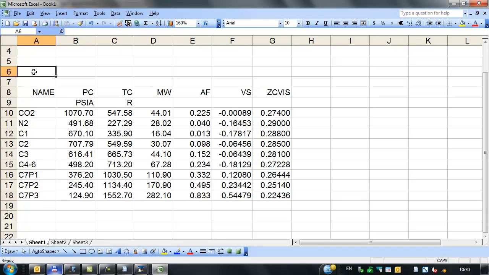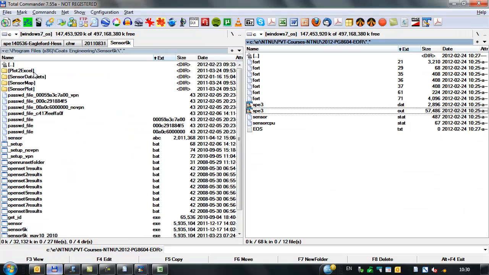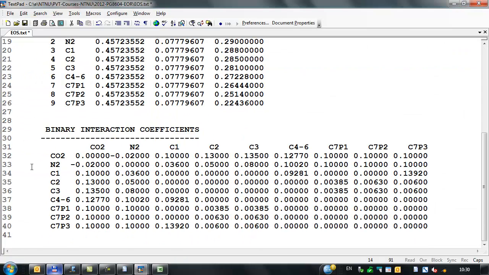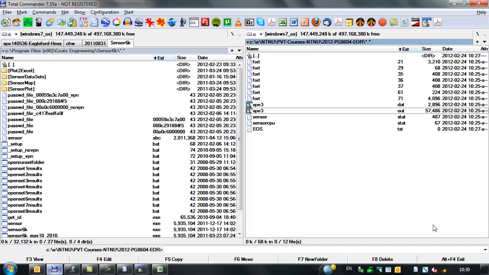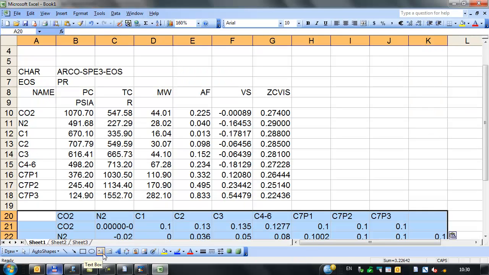We've got this is the characterization. We'll just call it ARCO EOS, Peng Robinson EOS, something like that. Maybe just ARCO SB3 EOS. And the EOS that we're using, I think it's Peng Robinson, is that right? And then we need the binary interaction parameters from that file down here, into here.